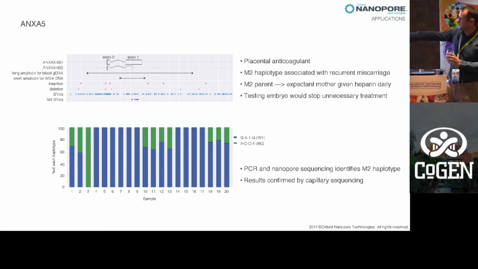The results at the bottom show some real results that have been validated by capillary. Blue represents wild type, green represents the M2 haplotype. Most of the cases where the sample had M2 were heterozygous. There's one homozygous case. You can see that there's a bit of an amplification or some sort of bias towards wild type here, but we sequence to enough depth that that isn't a problem, that we can spot it if it's there.